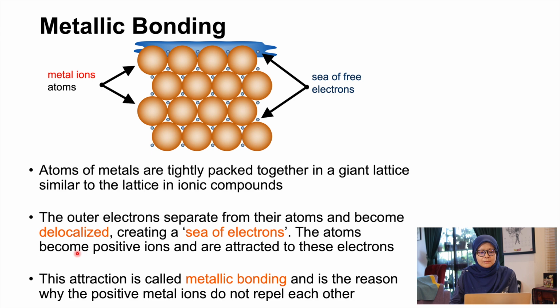These atoms become positive ions, the brown ones, and are attracted to these electrons, the smaller ones. This attraction is called metallic bonding, and this is the reason why the positive metal ions do not repel each other.